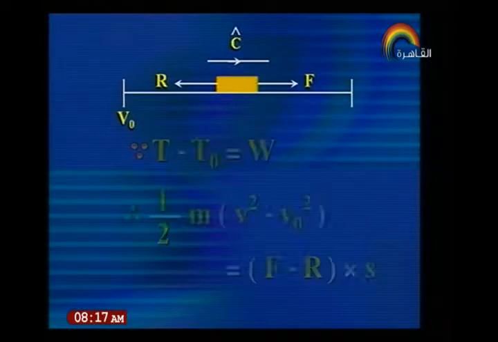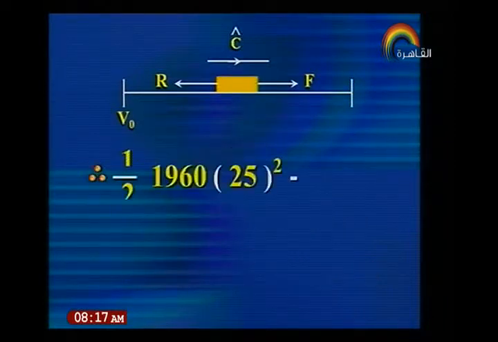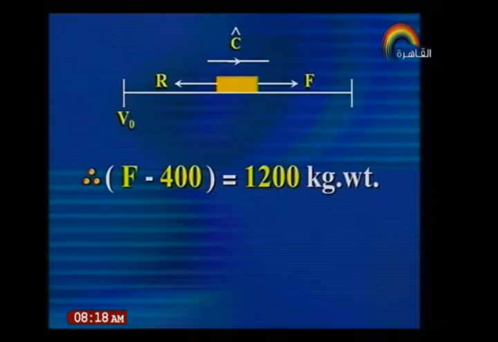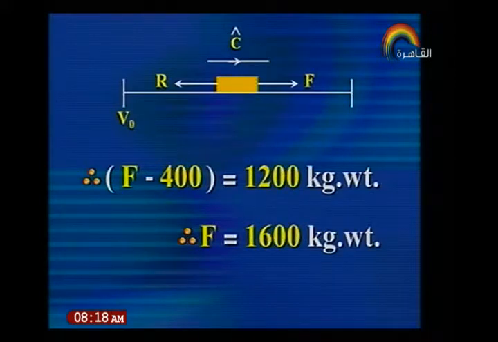Then by using substitution, half multiplied by 1960 multiplied by 25 squared minus 5 squared inside the bracket equals F minus 400 inside the bracket multiplied by 9.8 times 50. Then F minus 400 equals 1,200 kilogram weight. Then the force is 1,600 kilogram weight. This is the force of the car.